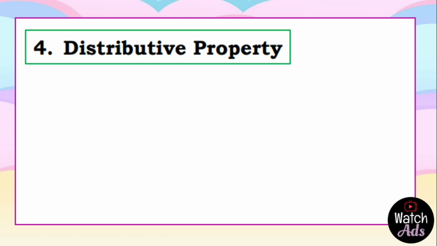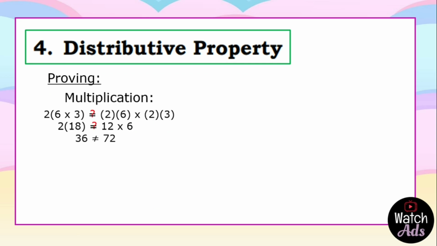Now let's try if it is applicable in multiplication. Let's have an example. 2 multiplied to the quantity of 6 and 3. We distribute 2 multiplied to 6 and then 2 multiplied by 3. Now the operation should be multiplication because that is the operation in the parenthesis.